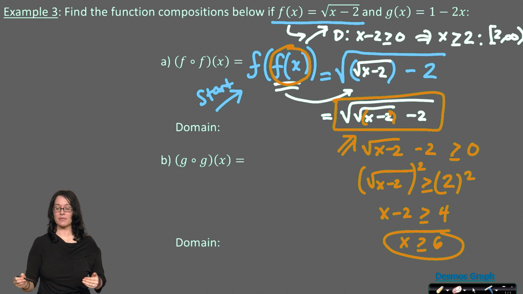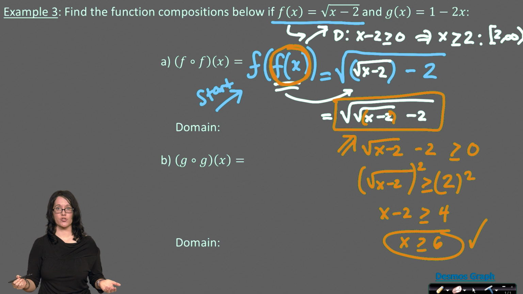If I input something bigger than 6, it's still going to stay positive. But if I inputted something like 5.9, that's going to give me a negative under the square root. So now we have this restriction. All x values which are above or equal to 6 are appropriate. Does that also satisfy the restriction for the original inside function, which said all x values 2 or higher?